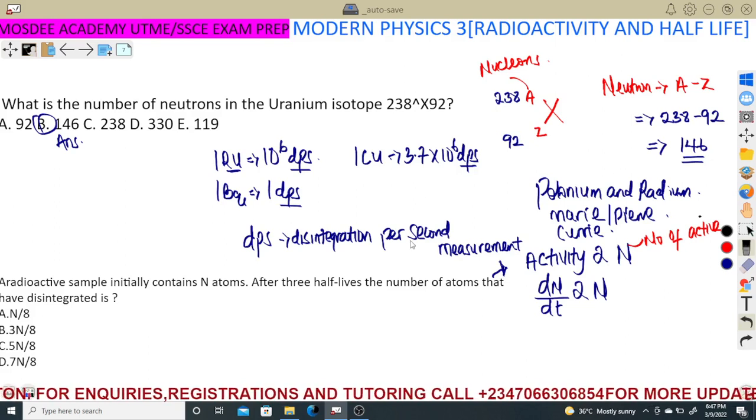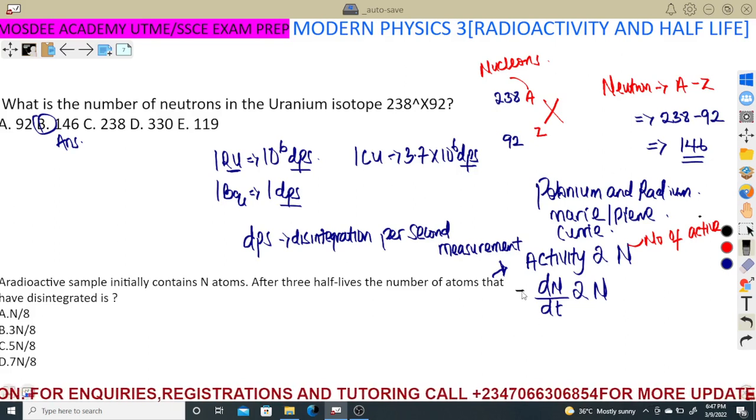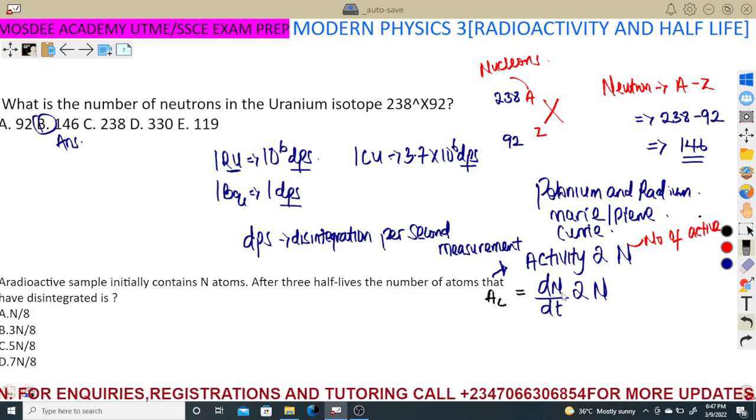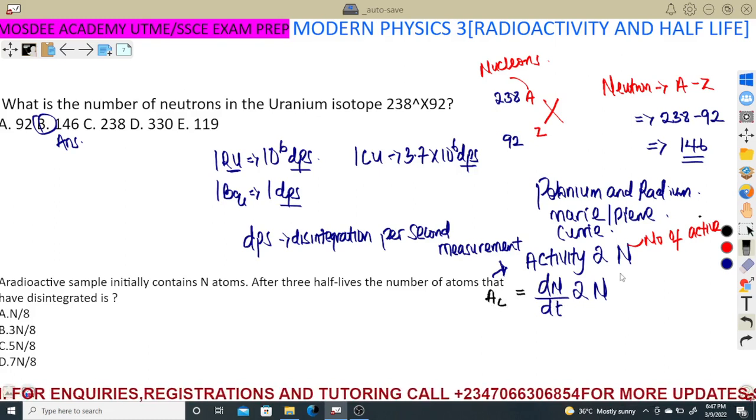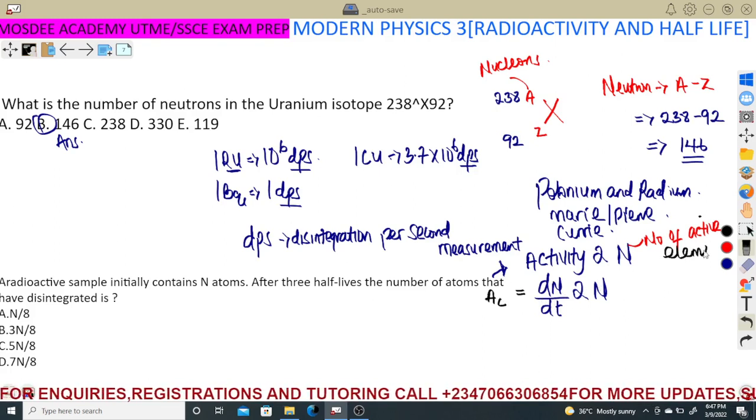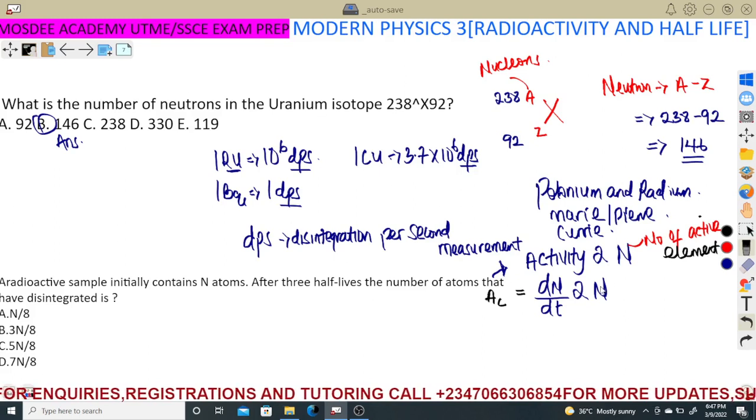Now, here you can say, the activity, which we call activity, I'll write this as AC, is the number of disintegrations of a radioactive element per second, and is proportional to the number of active elements or active nuclei. We call it nuclei.